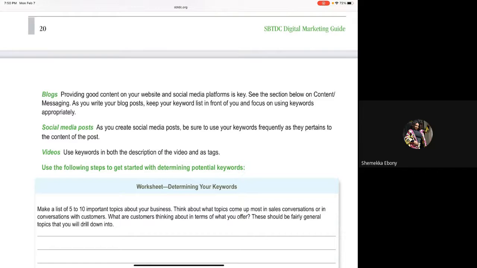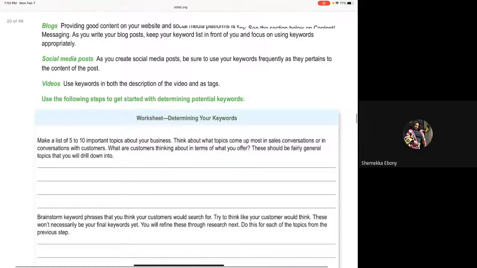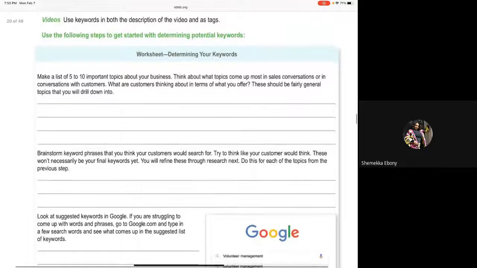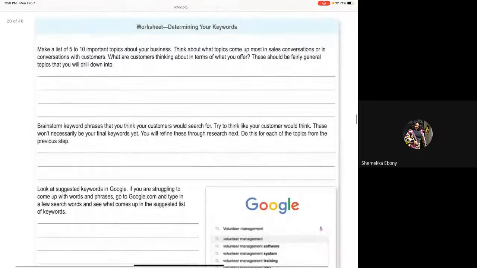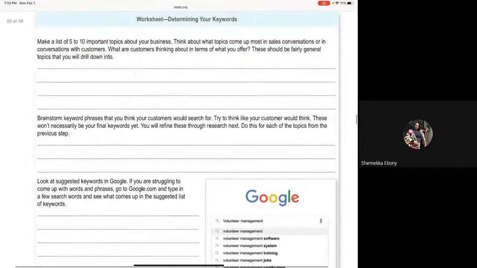The more details you put into the front end, the more the outcome of what you're looking for is what manifests. So then they give you a worksheet on determining your keywords and being able to look at those important topics of your business.